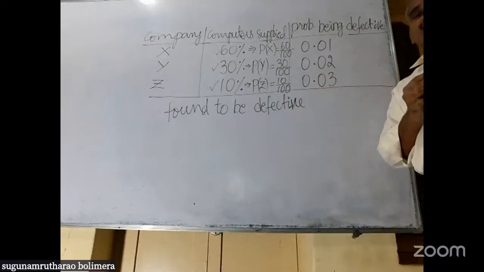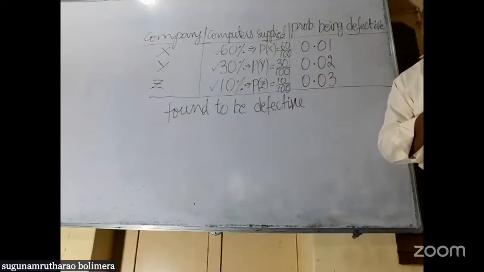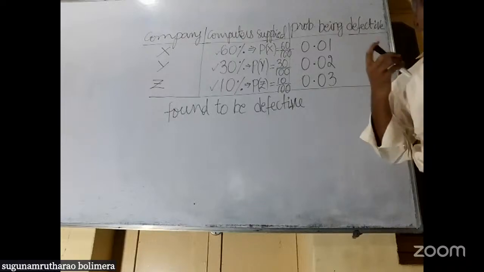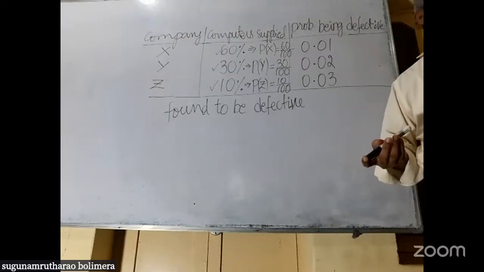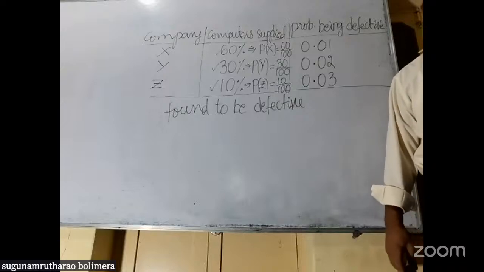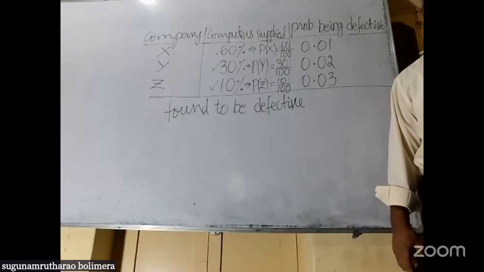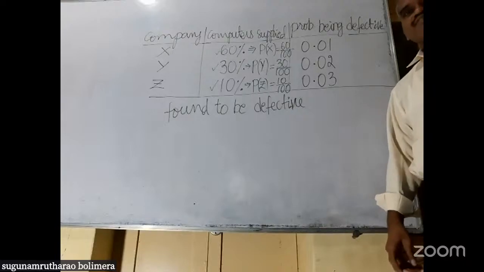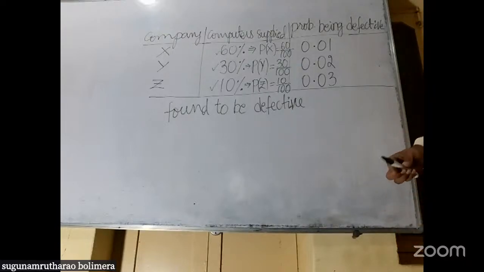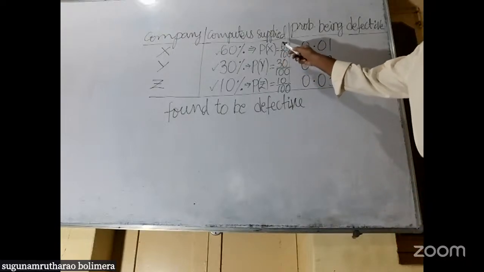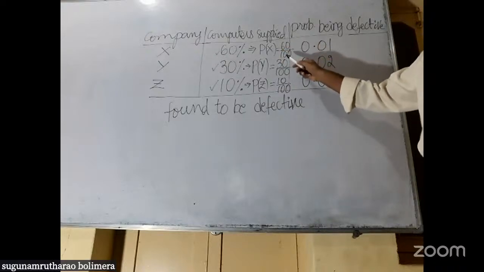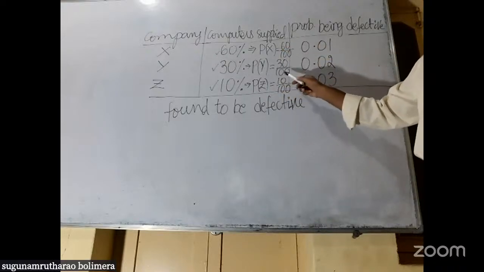It is very important to identify the data first. If you don't write the data clearly, you cannot write the answer clearly. So 60% means P of X is 60 by 100, P of Y is 30 by 100, P of Z is 10 by 100.